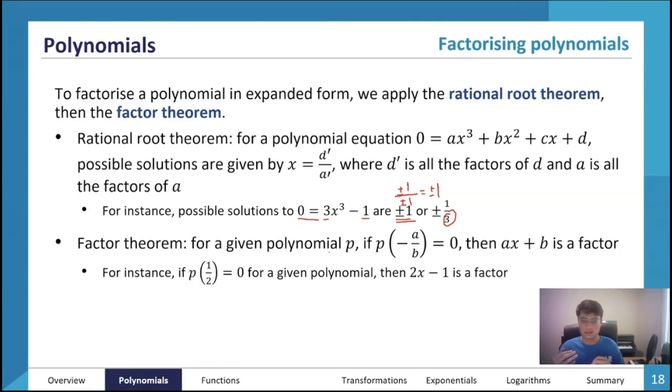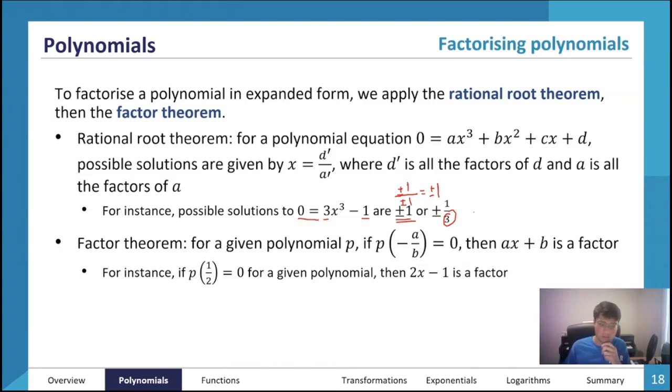So we use the rational root theorem to just discover a couple potential solutions to a given polynomial, and that'll help us better guess the correct solution and save us a lot of time when it comes to substituting in random guesses until we find something that works. So the factor theorem is something that we use to make these substitutions. It states that for a given polynomial p, if p of negative a over b is equal to 0, then ax plus b is a factor of that polynomial.